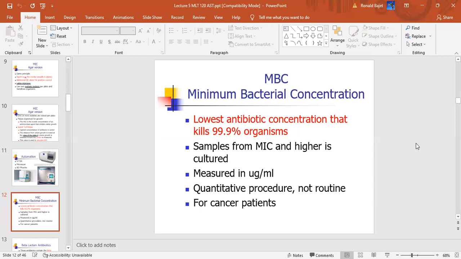And the MBC is the lowest antibiotic concentration that will kill 99.9% of the organisms. Because the MIC is based on visual observation, but the MBC is based on actual culture of the organism present. Okay, so the MIC is an approximation. The MBC is more accurate. Okay. Any questions on MBC? Was that clear? All right.